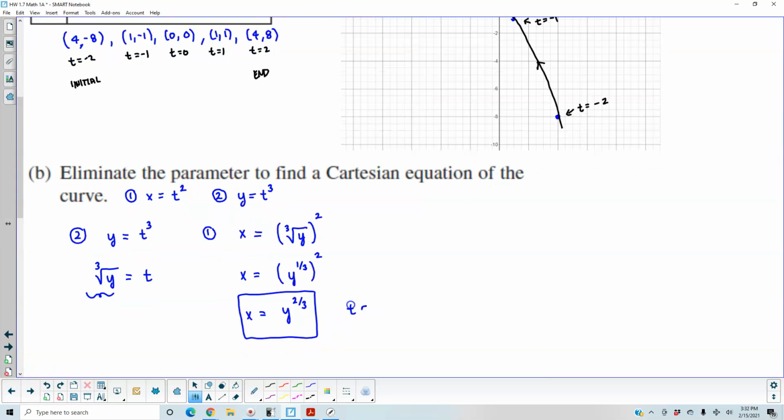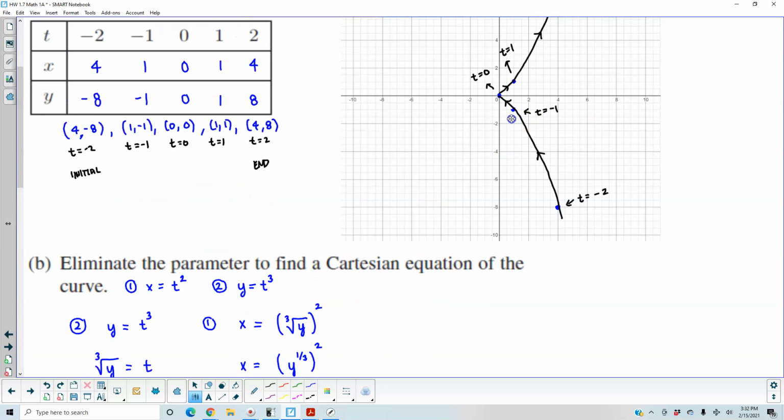Where we know that t can be any real number. We also know y can be any real number since it's the cube root. However, x must be greater than or equal to 0. And you can see that from that graph because we can't go anything less than 0.